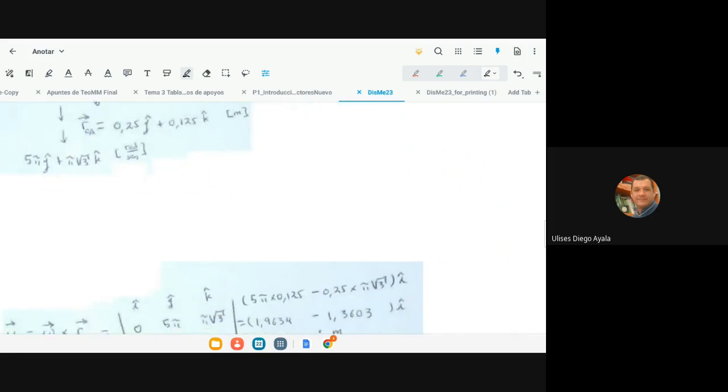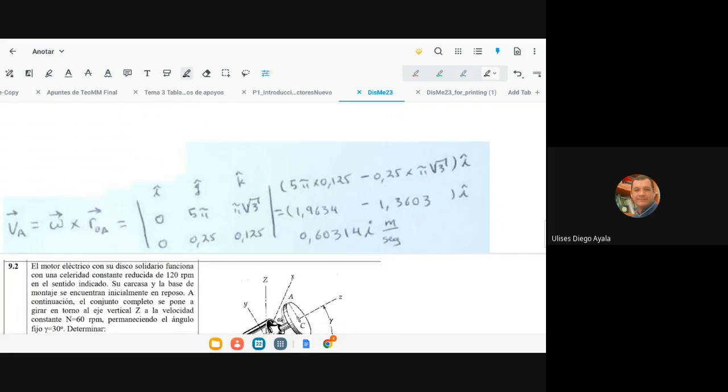Okay, so we continue. And then we have here the solution. And this is the value of this vector.